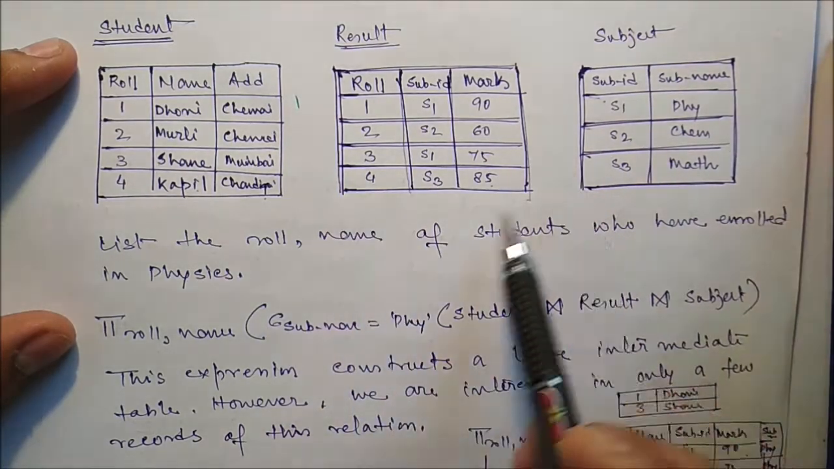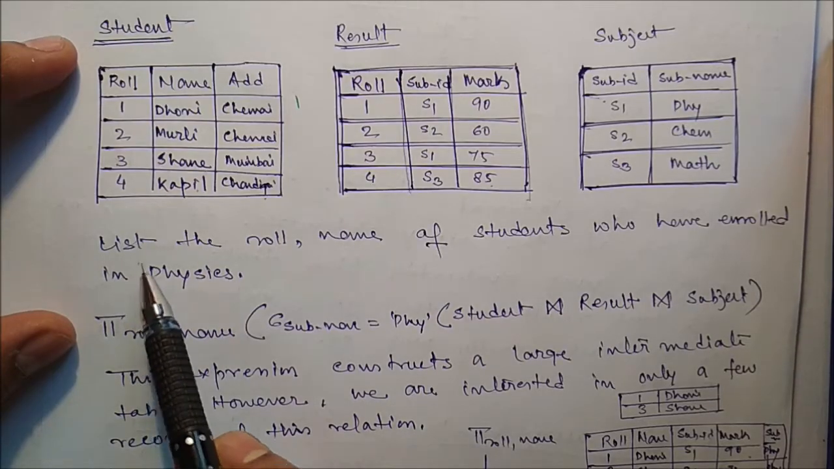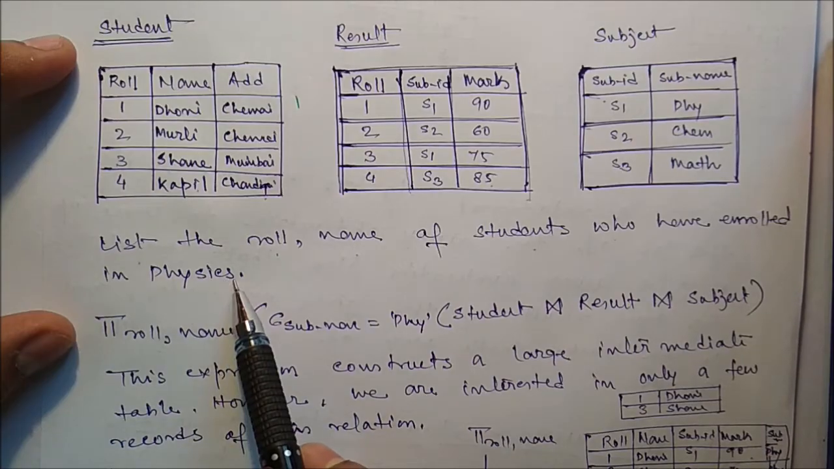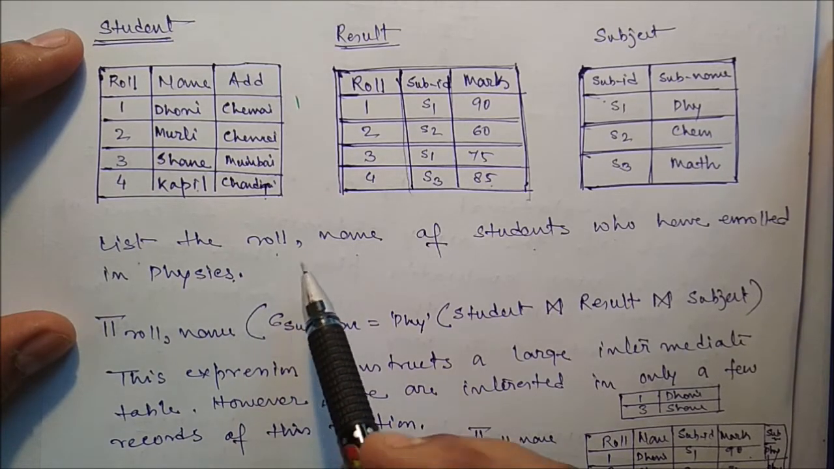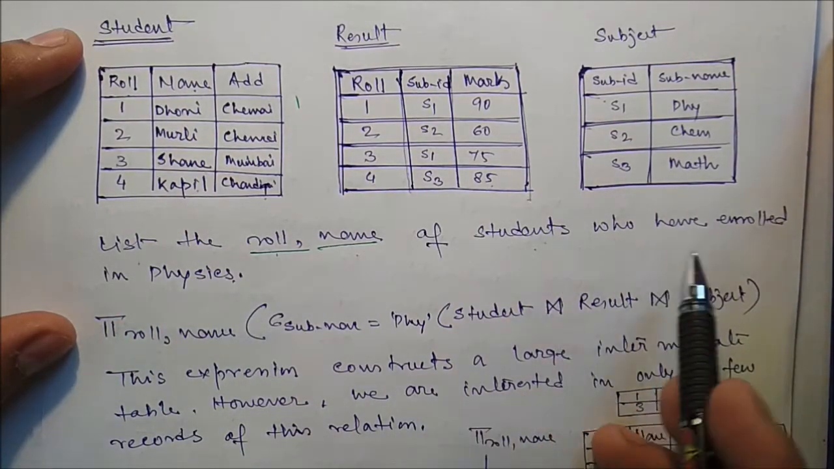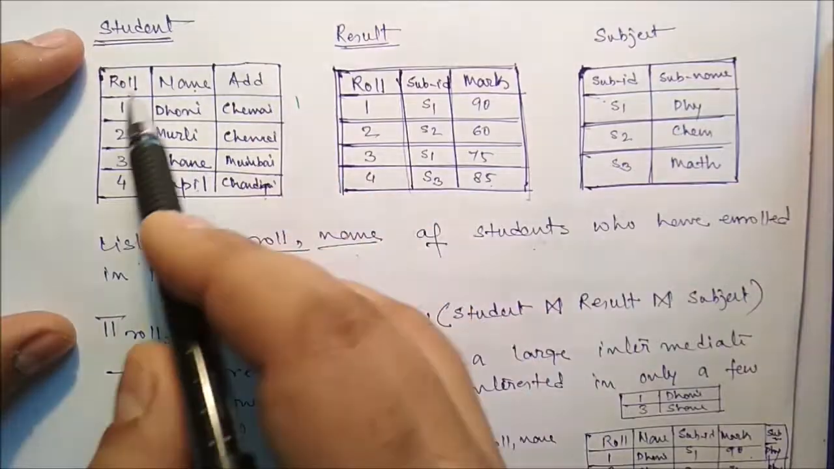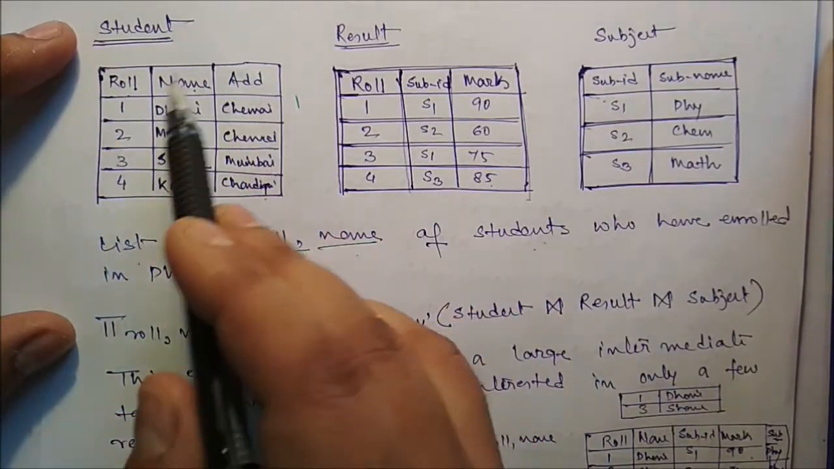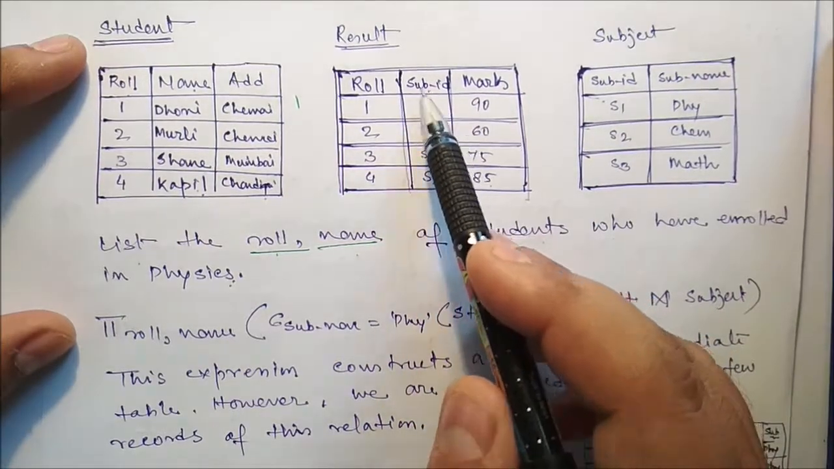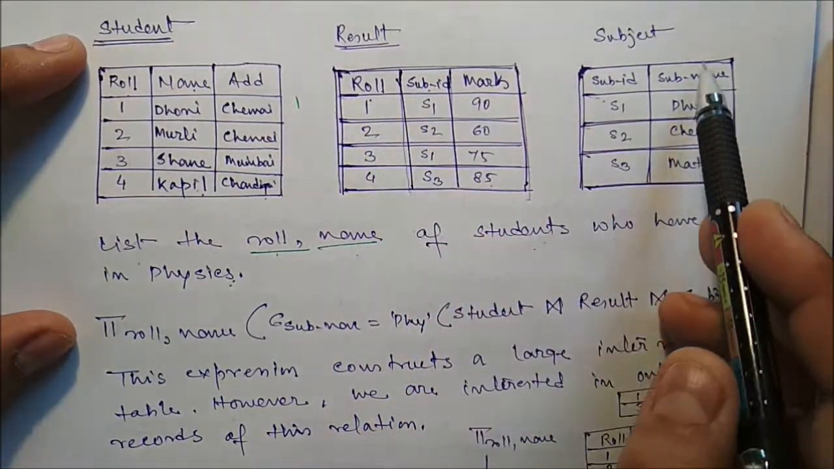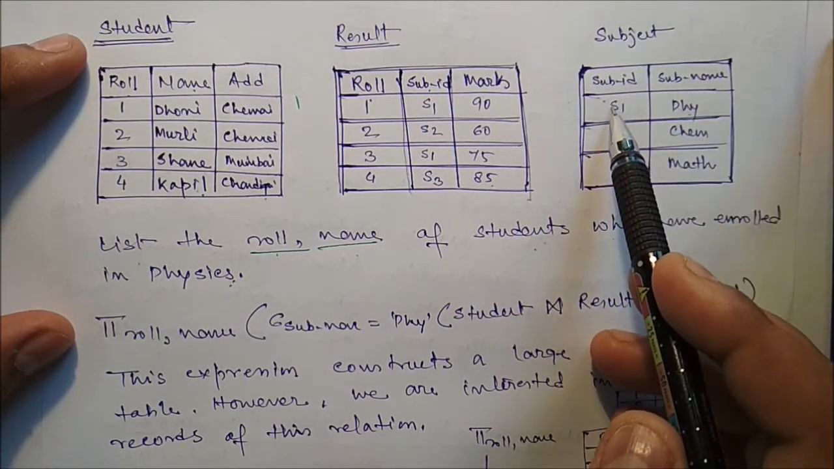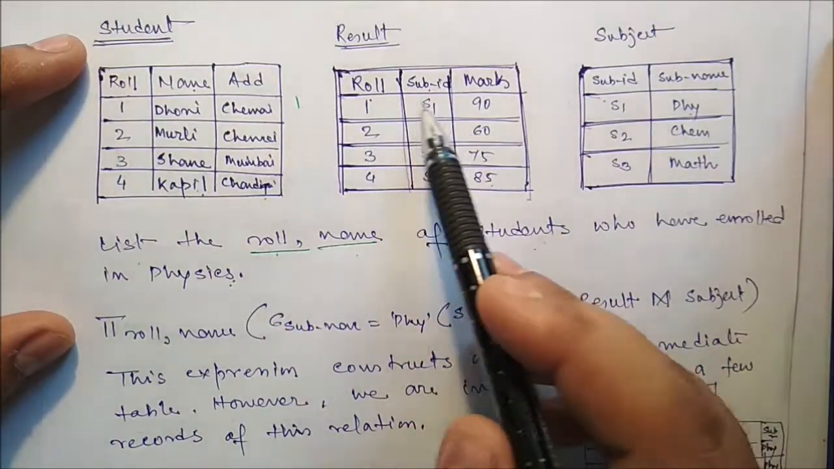Now the query is to list the roll number and name of students who have enrolled in physics. So we need the roll number and name of students who have enrolled in physics. In the student table, the physics subject name is not there. In result, subject ID and roll number are there. In the subject table, the physics subject is there, but there is no roll number.